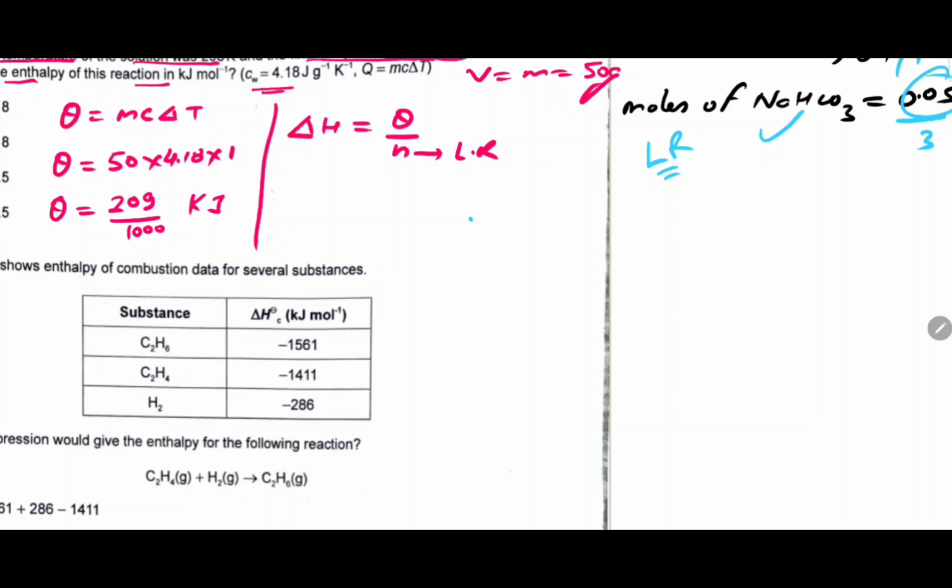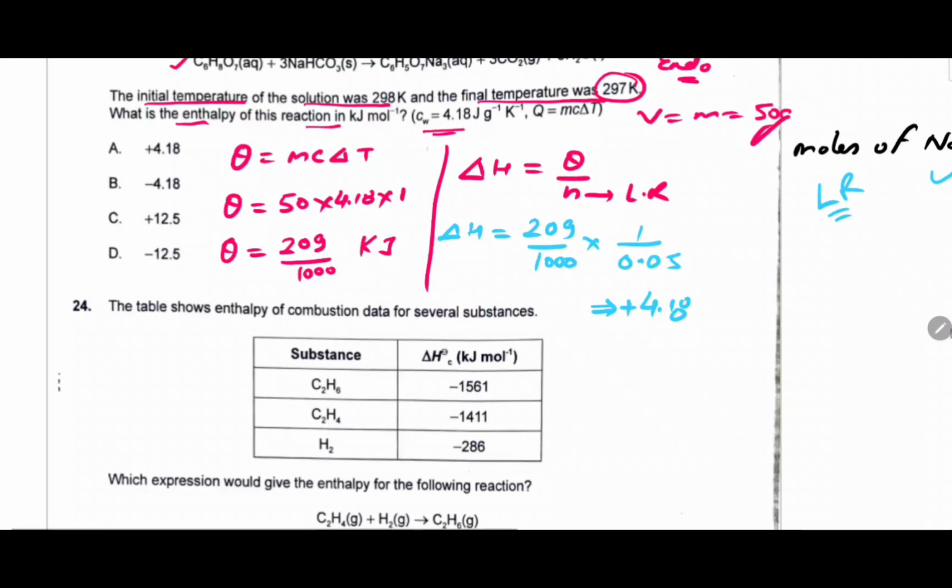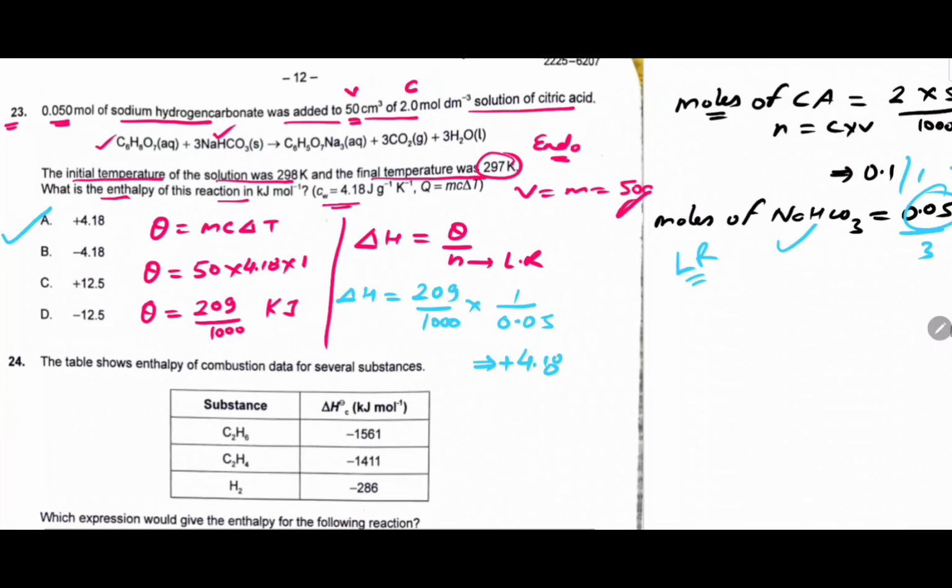Now the delta H will be equal to Q, which is 209 divided by 1000, into 1 upon n, that is the LR, which is 0.05. On calculating, I find that it is 4.18, and it is positive. Why? Because the reaction is endothermic in nature. The answer will be plus 4.18, which is the A part. Okay, this is question number 23.